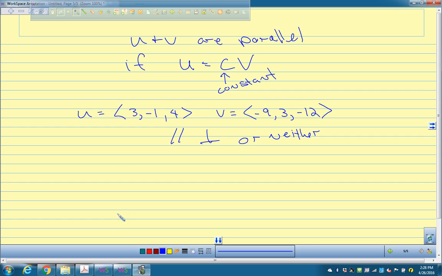Oh, they're parallel. How do you know? Parallel because they've all been multiplied by a negative. Right, because if I take u and multiply it by -3, I get this one. So in this case, v is equal to -3 times u. And therefore, they're parallel. And you can't be parallel and perpendicular at the same time, right? Can you be parallel and perpendicular?